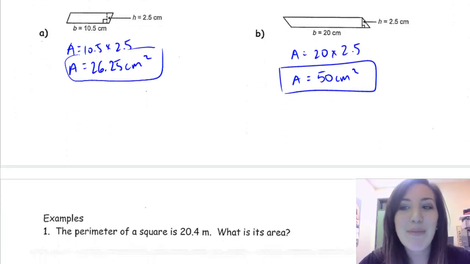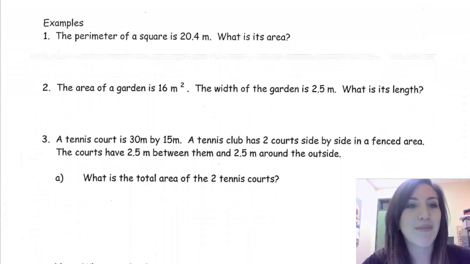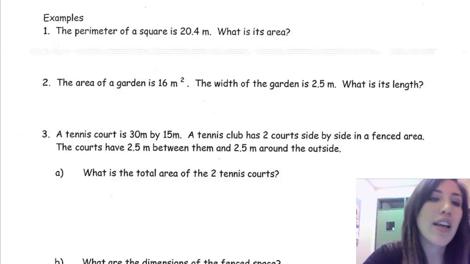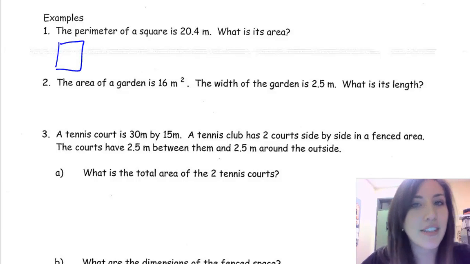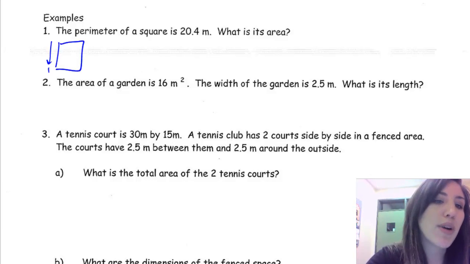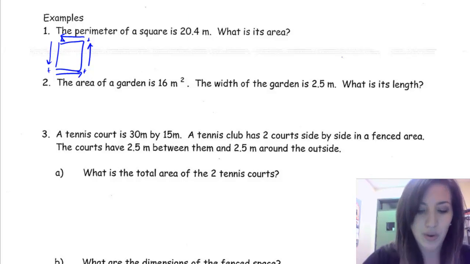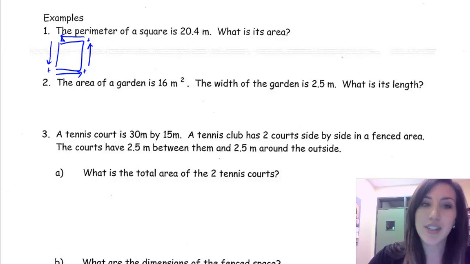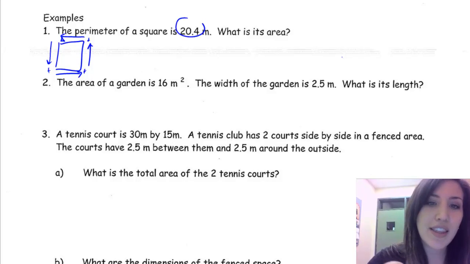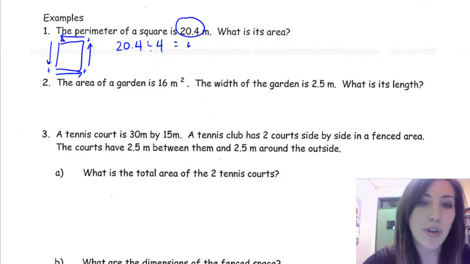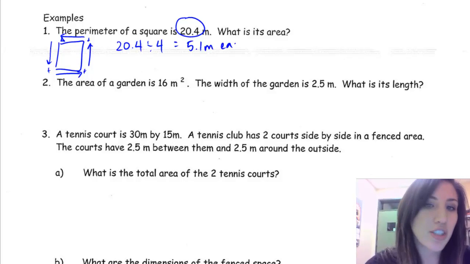Great, let's try some word examples, my favorite. So the perimeter of a square is 20.4 meters. What's the area? So the perimeter, if you have a square, all the sides are the same for a square, and the perimeter is just one side plus another side plus another side plus another side. So if we added up all those sides, and we know something else, we know that there are 4 sides, so we're going to divide this number by 4 sides. So we have, that's the total length divided by 4 sides, they're all equal, equals 5.1 meters each side.